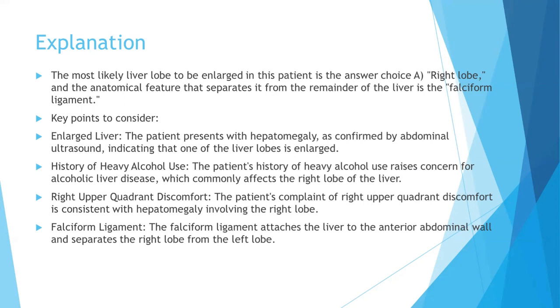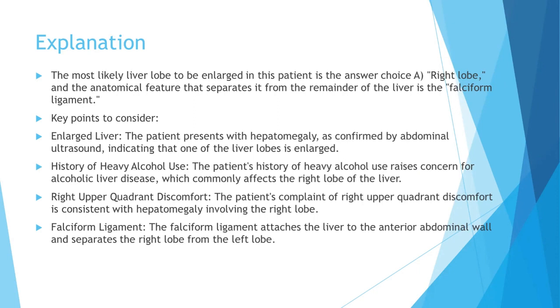So the key points to consider in this question: the patient has an enlarged liver. The patient presents with hepatomegaly as confirmed by abdominal ultrasound, indicating that one of the liver lobes is enlarged. History of heavy alcohol use: the patient's history raises concern for alcoholic liver disease, which commonly affects the right lobe of the liver. Right upper quadrant discomfort: the patient's complaint is consistent with hepatomegaly involving the right lobe. The falciform ligament attaches the liver to the anterior abdominal wall and separates the right lobe from the left lobe.